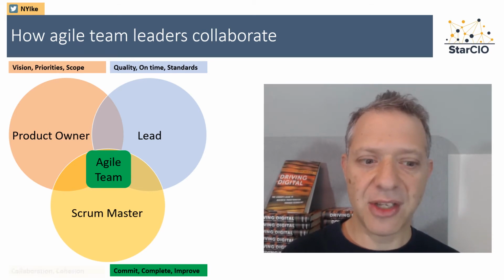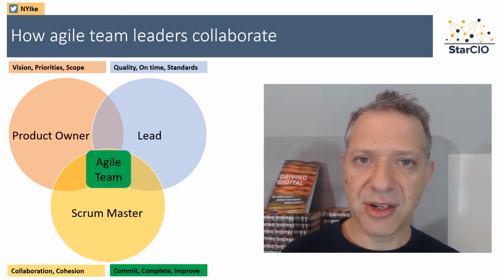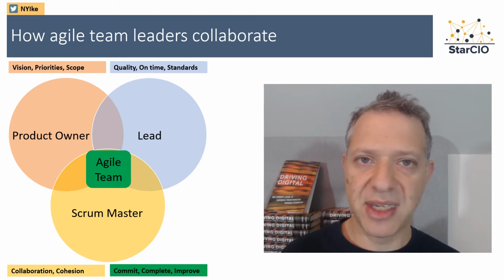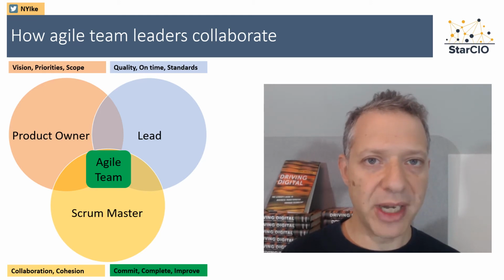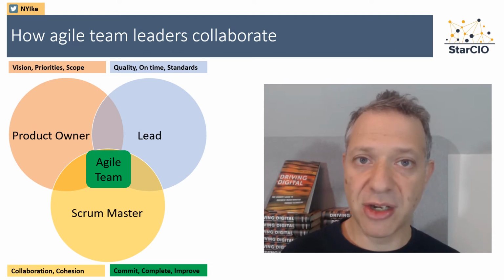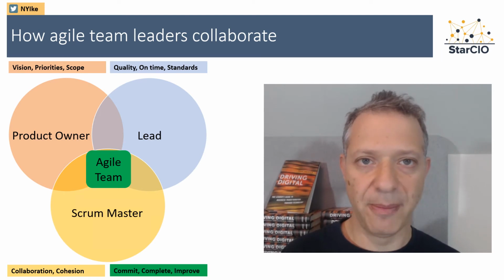The Scrum Master is really there to ensure the collaboration and the cohesion of the team. That means, are they working well together? Are they learning together? Are they escalating blocks so that they can get resolved efficiently? Is their velocity consistent? And other responsibilities around making sure the teams are successful.